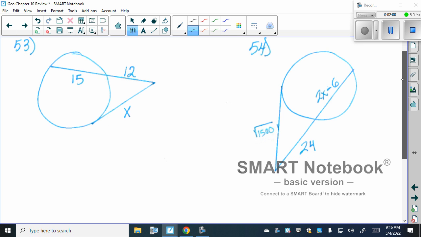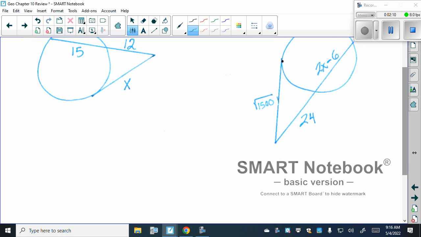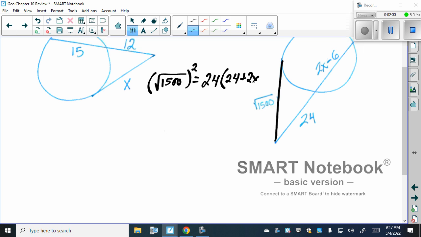Let's look at the next two, 53 and 54. Which one of these do we want to look at? 54. So the length of the tangent segment squared is equal to the exterior times the whole of the secant. Our tangent segment here is the square root of 1500. So we have the square root of 1500 squared is equal to the exterior, which is 24, times the whole, which is 24 plus 2x minus 6.